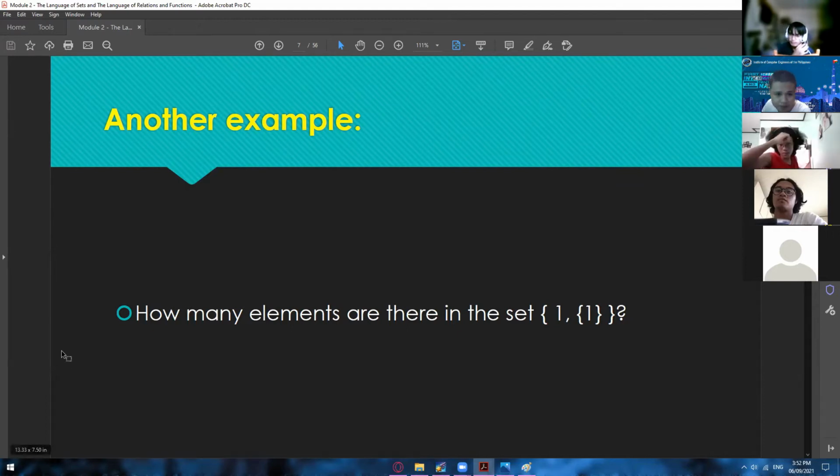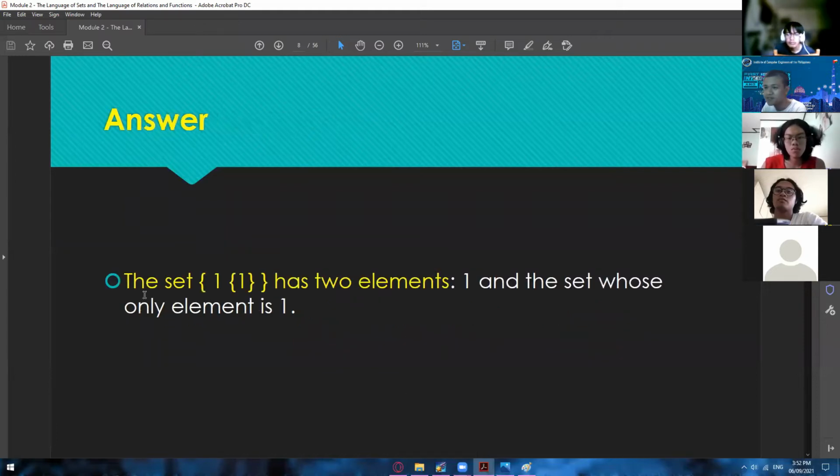Coming from Mr. Plexor, 2. What about the others? Do you guys have the same assumption or answer? Someone has an answer of 1. Most of you said 2. Okay, so the correct answer is actually 2. This set has 2 elements: 1 and the set whose only element is 1.